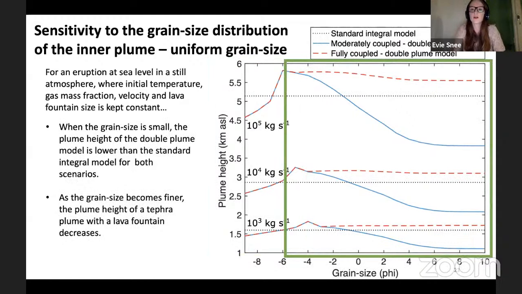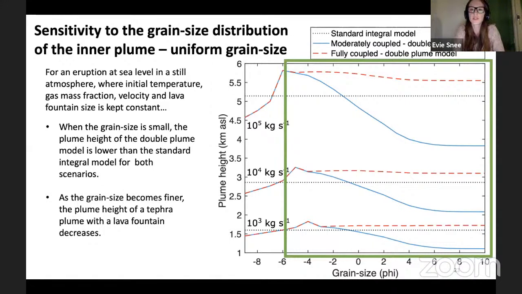If we look on the other side of this plot, we now see some variation between the two scenarios. This is where the grain size is becoming quite fine. We see that the two scenarios, the moderately coupled and the fully coupled scenarios, are varying. And this signifies the point where we still have some solid mass flow rate left inside the lava fountain once it has stopped.